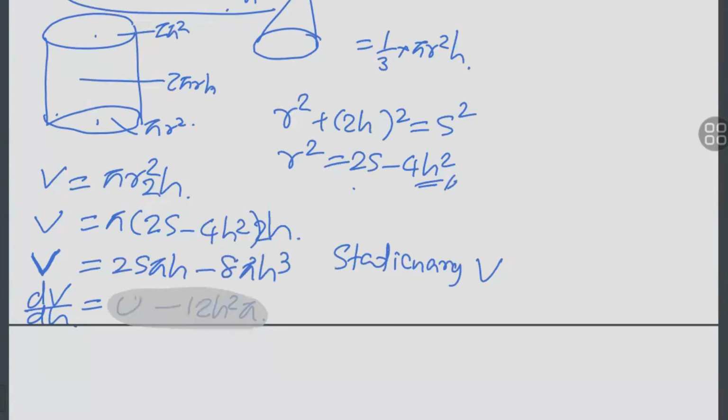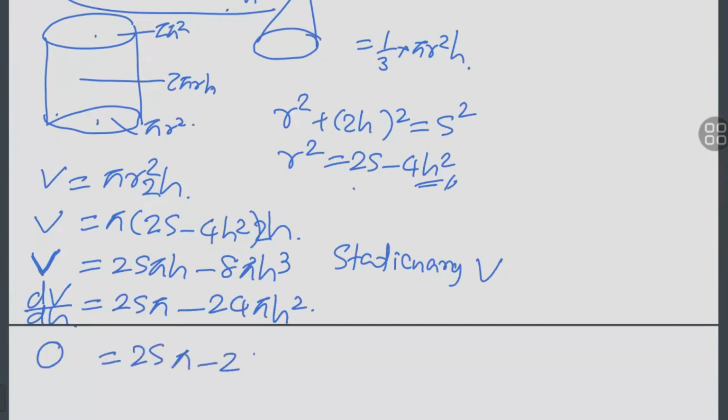So when you differentiate this, 25 5 coming. This is 24 5H squared coming. Okay. So after getting this one, then differentiate, stationary value, this is 0. Then normal procedure.